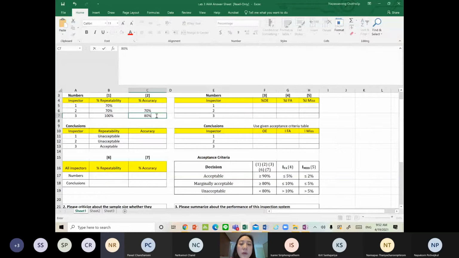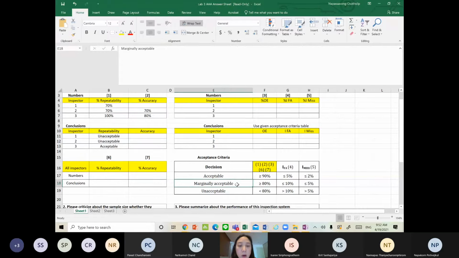And then if you use this criteria for indicator number 2 here, 80% is in this box, right, which is marginally acceptable. So you can accept it, but marginally. And how about inspector number 2?